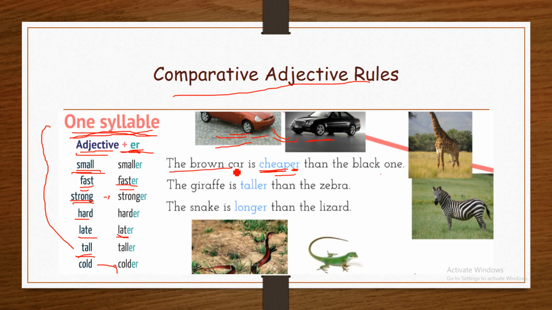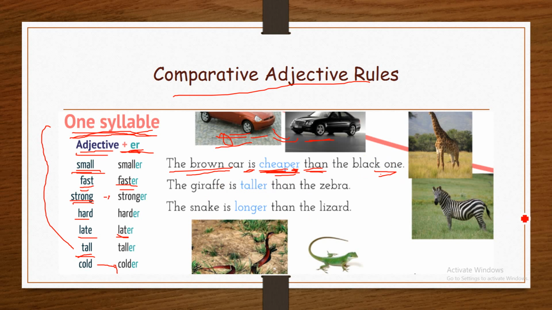The brown car is the first object. Is, it is verb to be. Cheaper is the comparative adjective. We said we always use than after comparative adjectives. The brown car is cheaper than the black car. The brown car is cheaper than the black one. One refers to car.